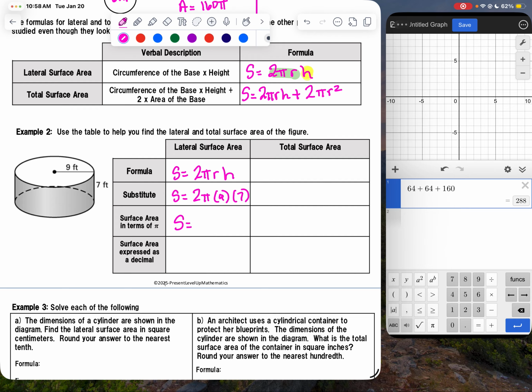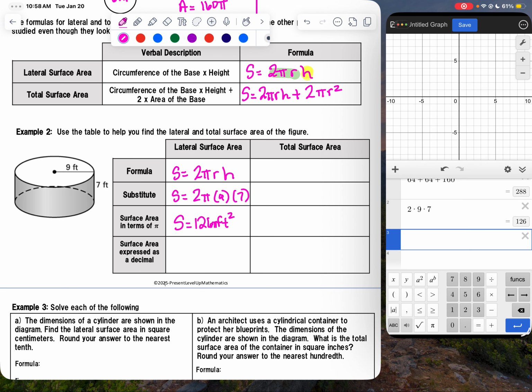And then I'm going to leave my answer in terms of pi. To calculate this, I'll just multiply the 2, the 9, and the 7. So 2 times 9 times 7, and that will give me 126 square feet. Oh, I forgot my pi, excuse me. 126 pi square feet. Now, if they ask you to express it as a decimal, that's fine.